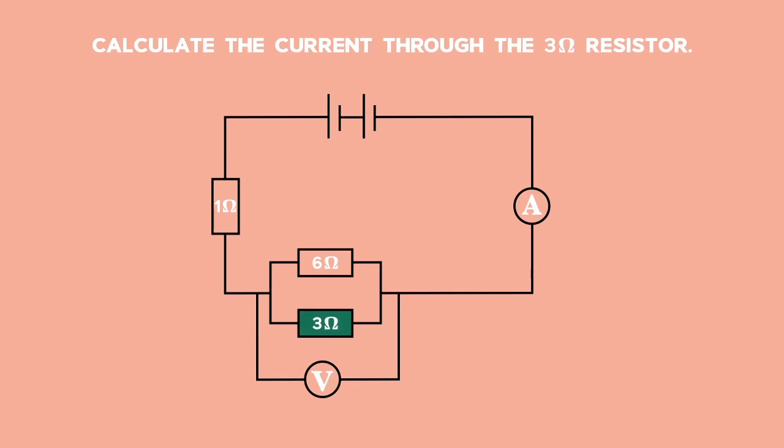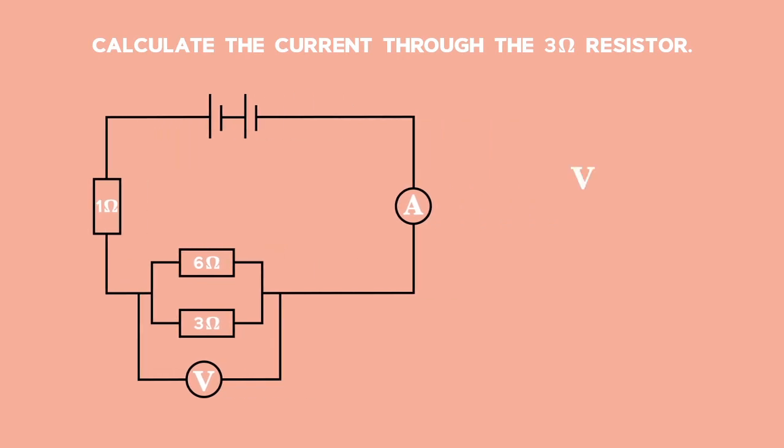Voltage equals current times resistance. 6 for the parallel voltage is equal to the current, which we are trying to calculate, times the resistance of 3 ohms. This gives us an answer of 2 amps.